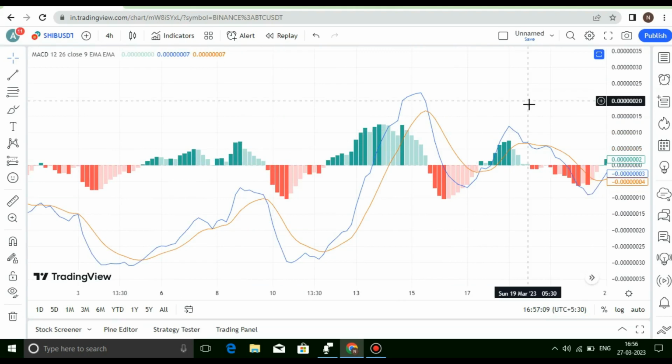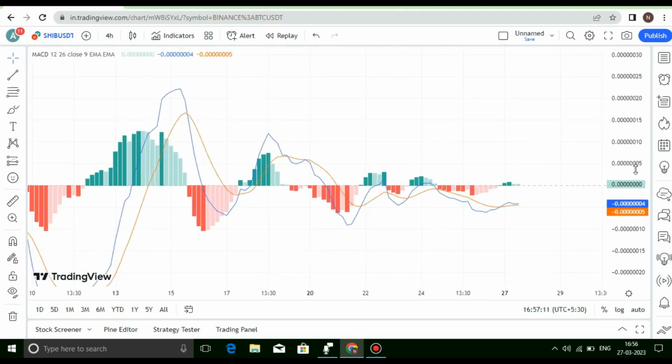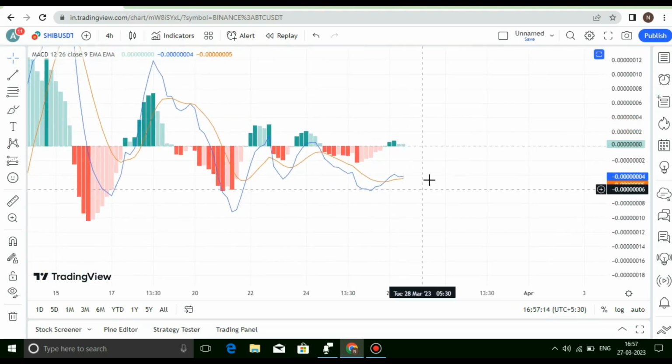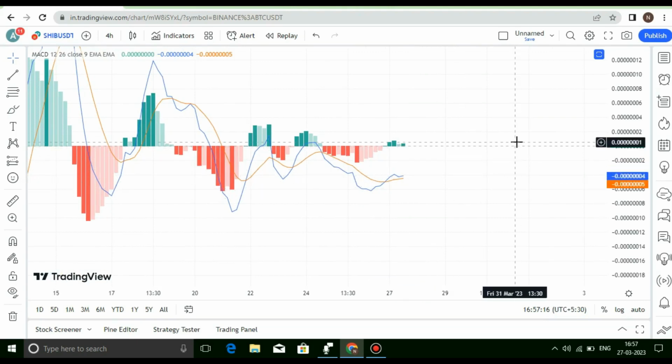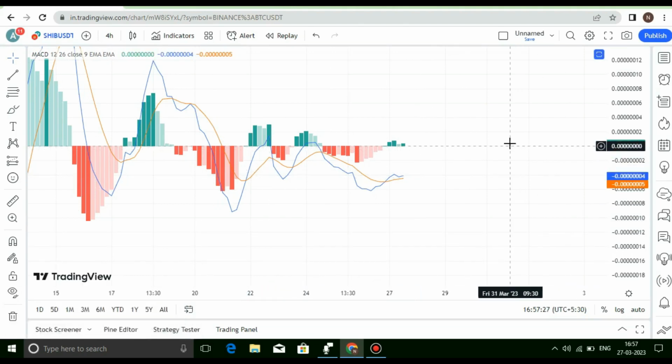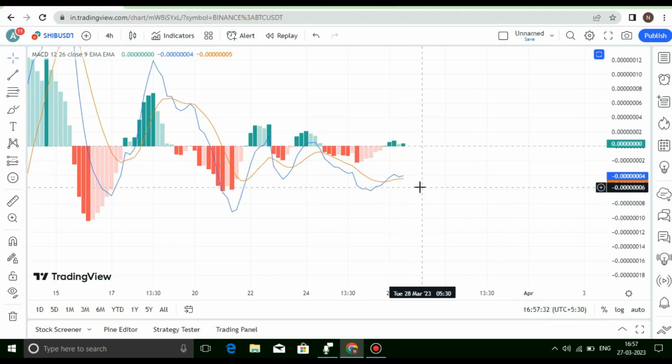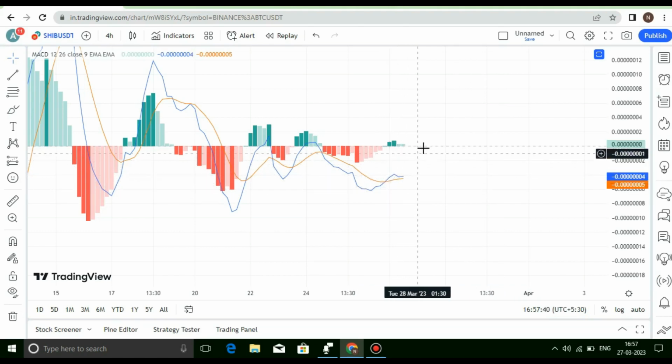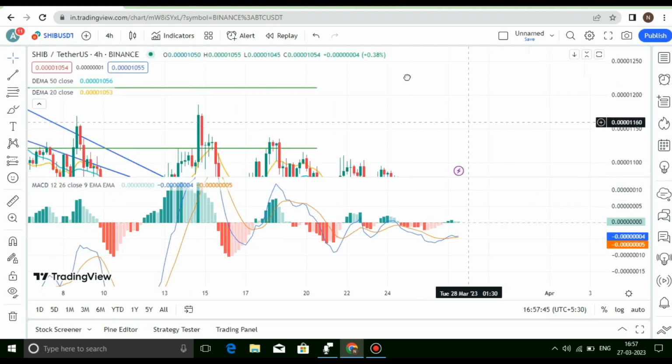Here it is. Now the MACD is on the lower side of the zero line right now. MACD, 12-day and 26-day, with a 9-day EMA. The MACD is on the lower side of this zero line. So what can we predict from this? That MACD always tends to go back to the zero line. If these two lines, the blue line and the orange line, go back to the zero line over here, an uptrend may be indicated. So Shiba Inu may go upwards.